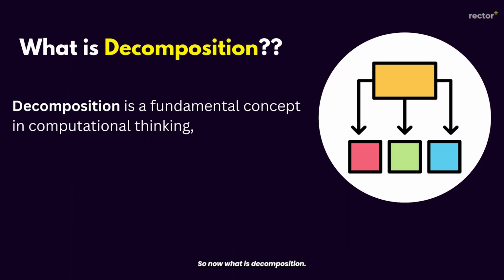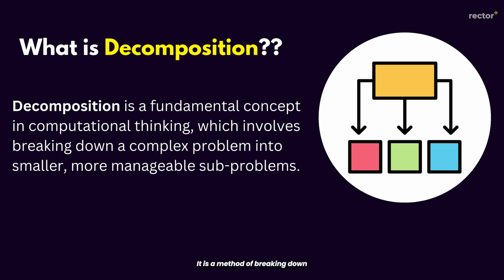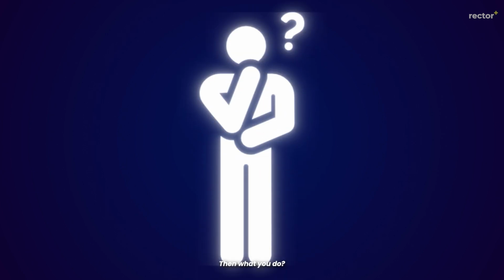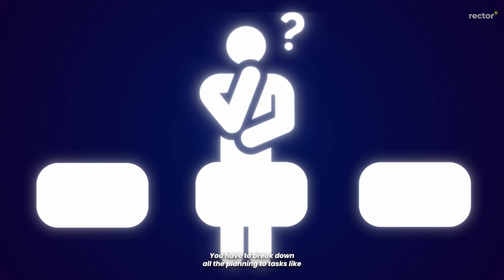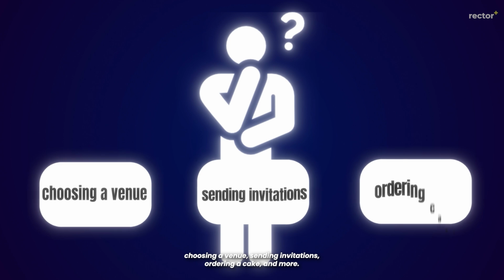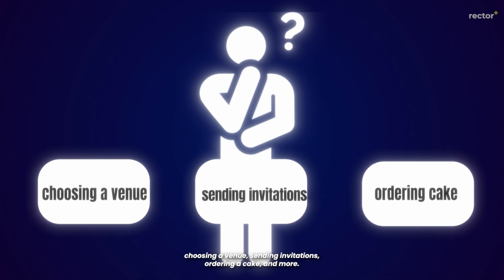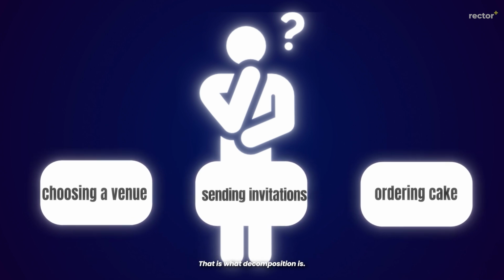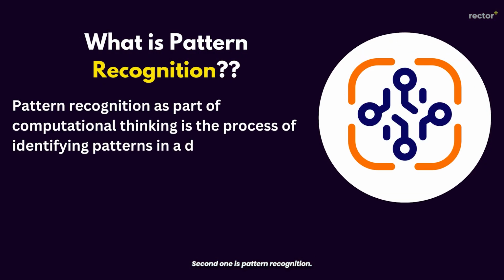So, now what is decomposition? It is a method of breaking down a problem into smaller tasks. Then it is more manageable and understandable. Let's clarify it with an example. Let's assume that you are planning to celebrate your friend's birthday party. Then you have to break down all the planning into tasks like choosing a venue, sending invitations, ordering a cake and more. Then it is very easy for you to manage the whole party simply and easily. That's what decomposition is.